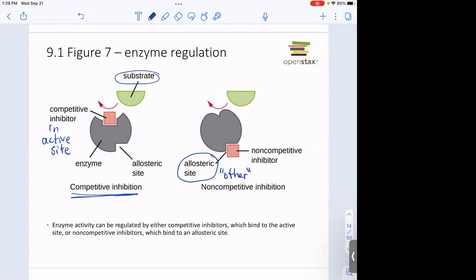Allosteric basically means other than the active site. So it's going to bind maybe on the other side of the enzyme here, but that can still induce a conformational change in the active site so that the substrate can't bind. Okay.